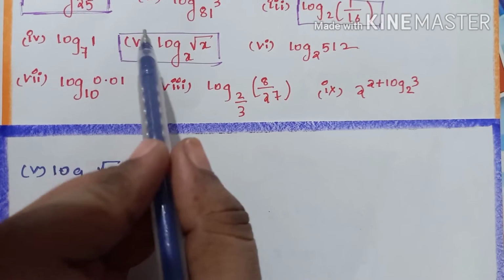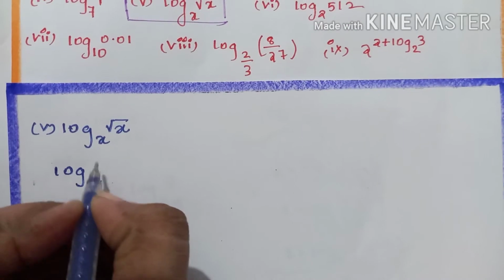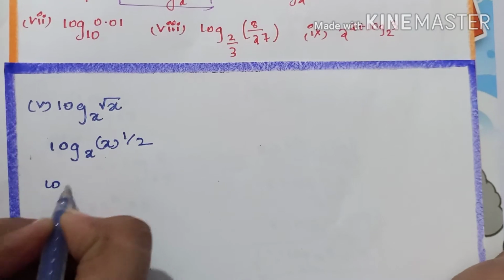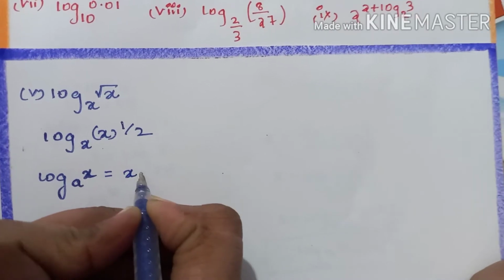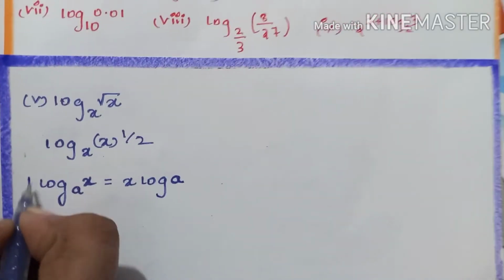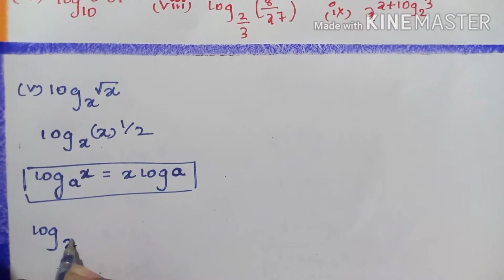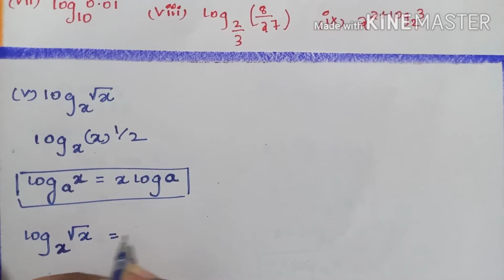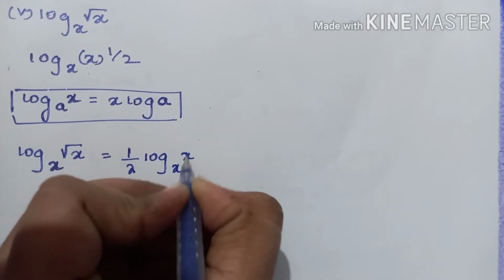Now solving the fifth one. So log under root x can be written as x power 1 by 2, and we know the property log x^a to the base a is equal to x log a. This is the property we know. Now, using this property, we can write log under root x to the base x as 1 by 2 log x to the base x.